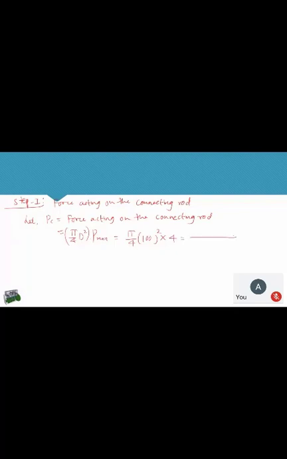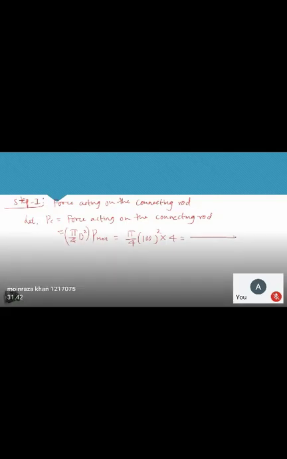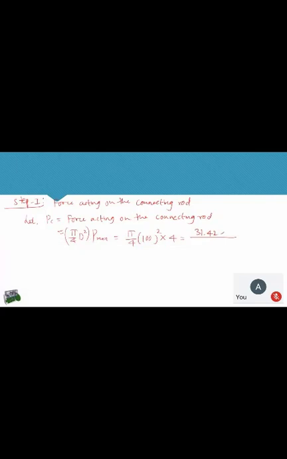How much is this, everyone? See, this is the only time to practice. Don't feel like we're wasting time and do it sometime in future. So don't do that. It is 31.42 kilonewton. Very good. So PC is now determined.